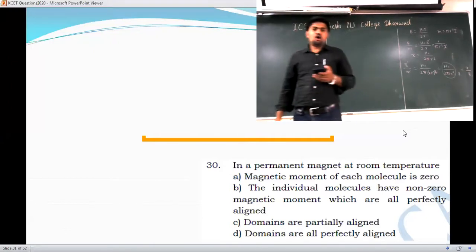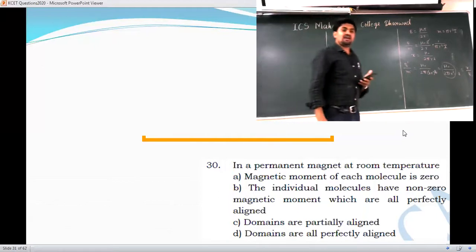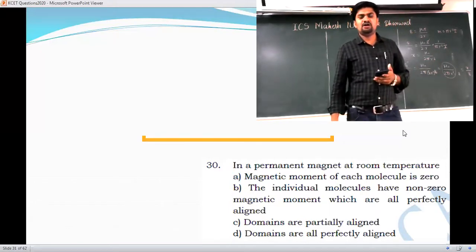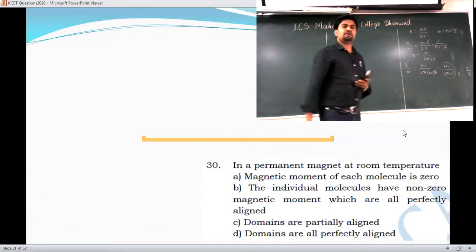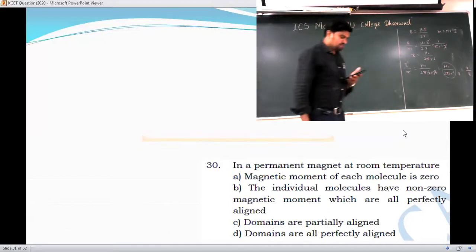So that's why option D, if you see, domains are all perfectly aligned. So at room temperature, all the domains present in the material, that is a permanent magnet, that is called a ferromagnetic material, will be aligned perfectly. So that should be your answer.